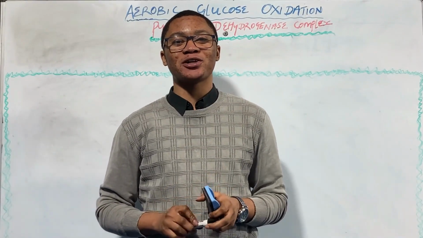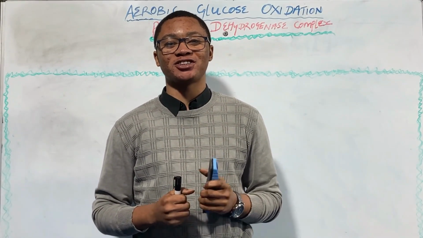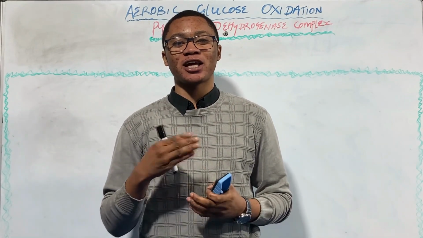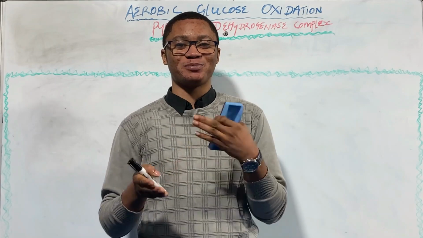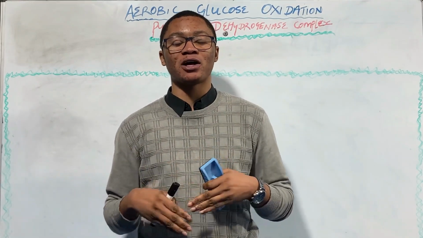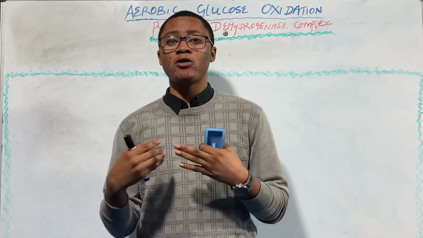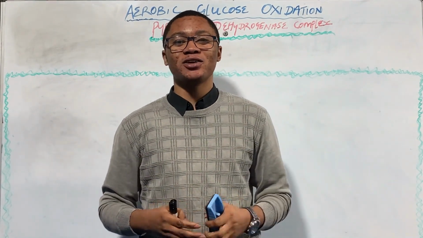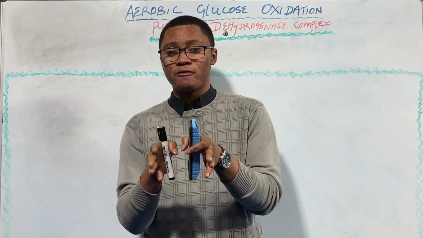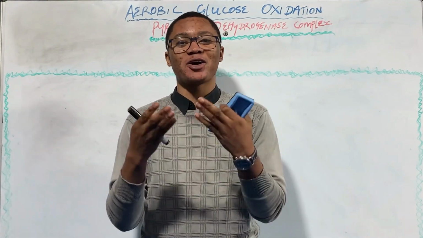Today we'll be looking into aerobic glucose oxidation and the pyruvate dehydrogenase complex. So in our last video under glycolysis, we discussed how glucose, a 6-carbon molecule, is broken down to pyruvate, a 3-carbon molecule, and under anaerobic condition, pyruvate is converted to lactate by lactate dehydrogenase. So in today's video, we'll be looking into what happens to pyruvate under aerobic condition.